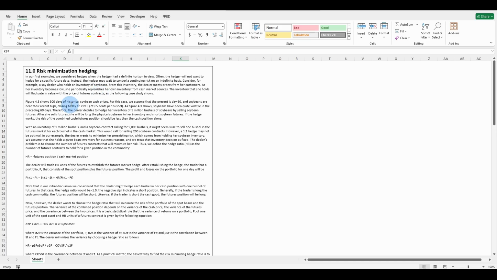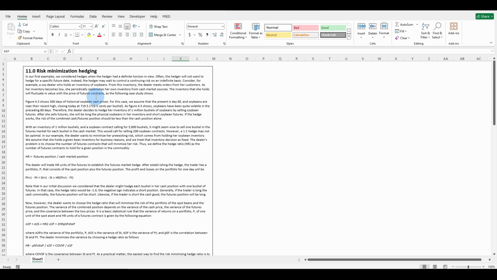Consider, for example, a soy dealer who holds an inventory of soybeans. From this inventory, the dealer meets orders from her customers. As her inventory becomes low, she periodically replenishes her own inventory from cash market sources. The inventory that she holds will fluctuate in value with the price of futures contracts.